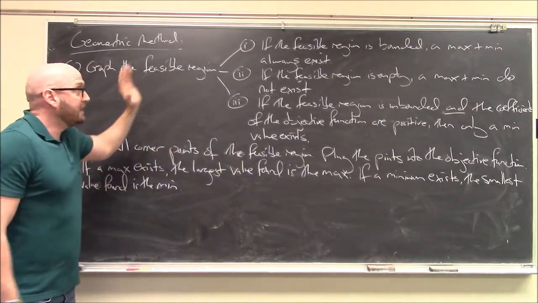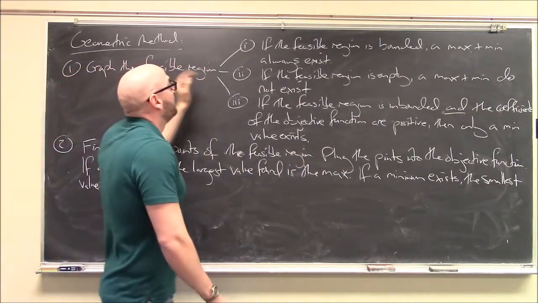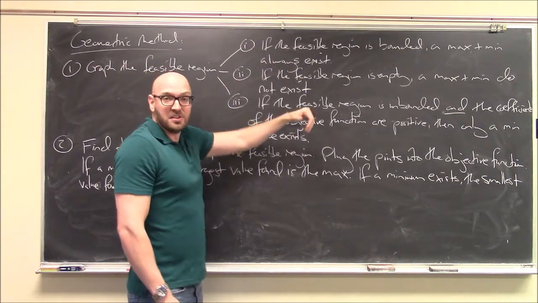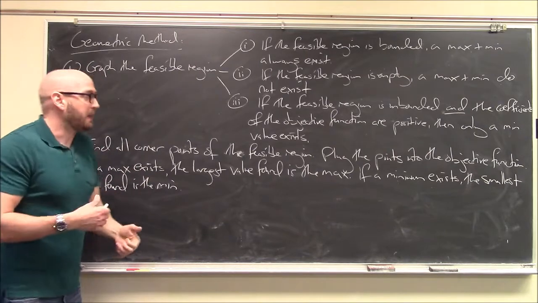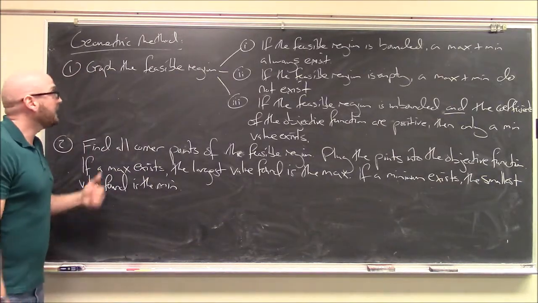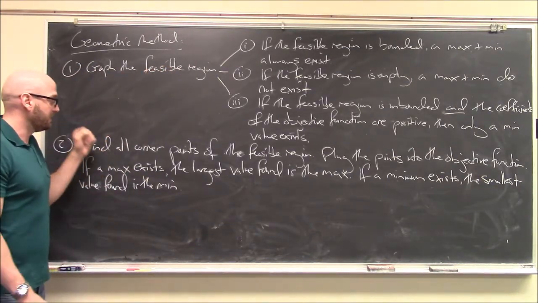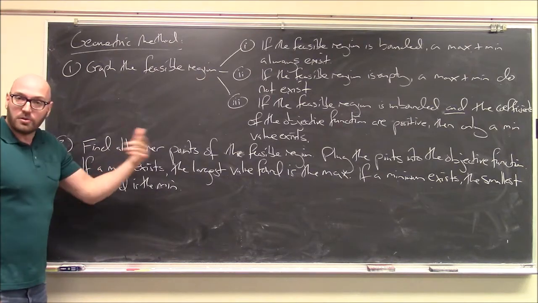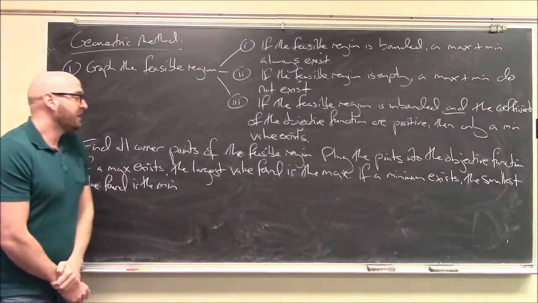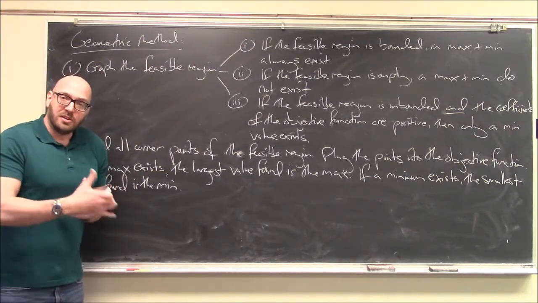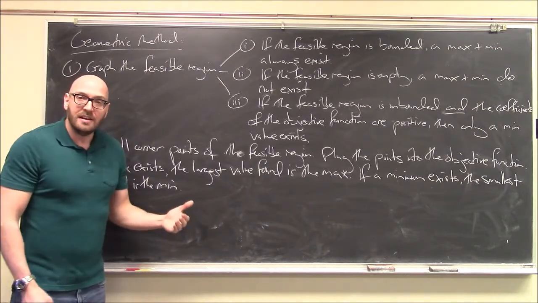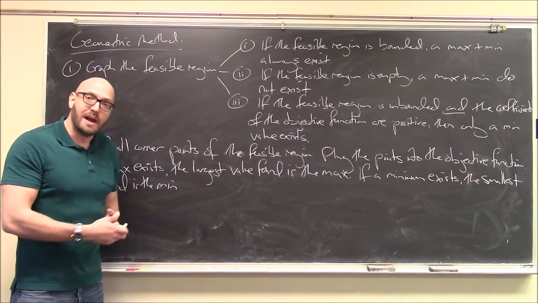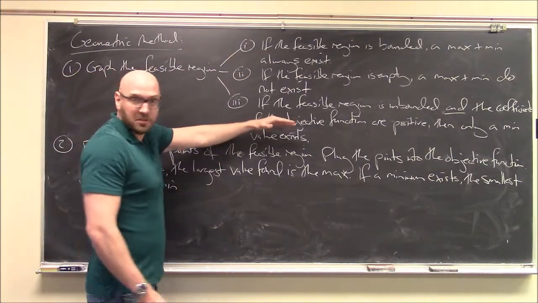Okay, so you make these three decisions, right? You graph your feasible region, you go through these three decisions, and you ask, does a minimum exist, does a maximum exist, and if they do, you go ahead and find them. And the way you find them is once you've understood your feasible region, you would find all the corner points and plug them into the original objective function. The largest value that you find is the maximum value, assuming a max actually exists by this decision tree here.